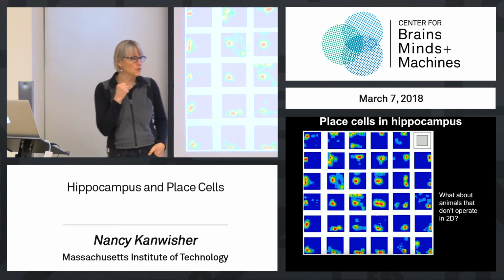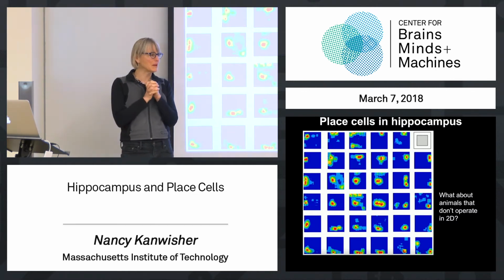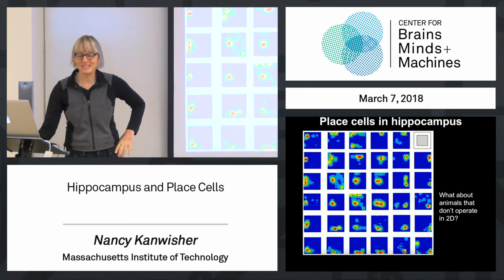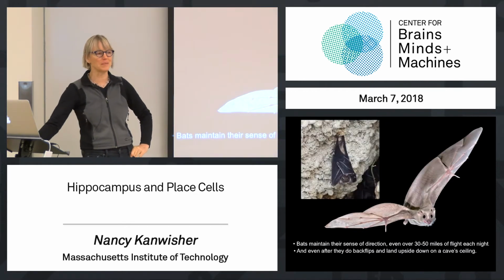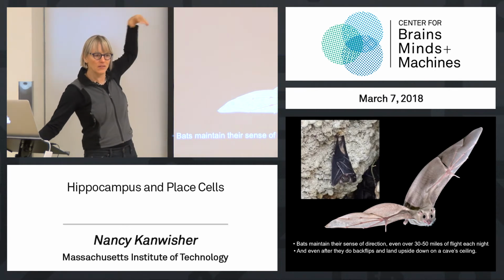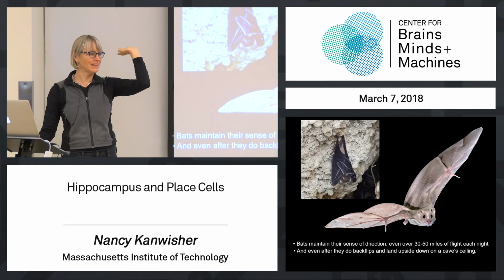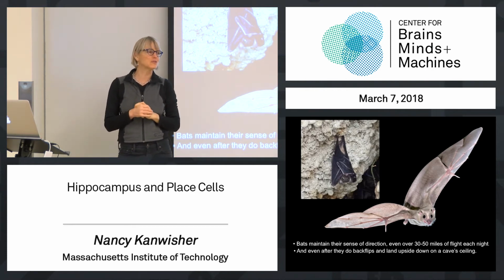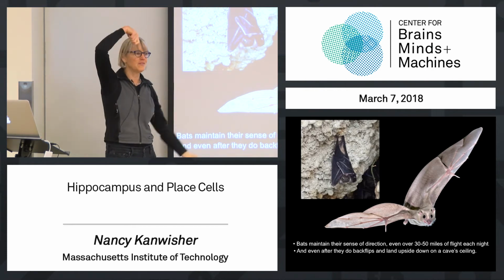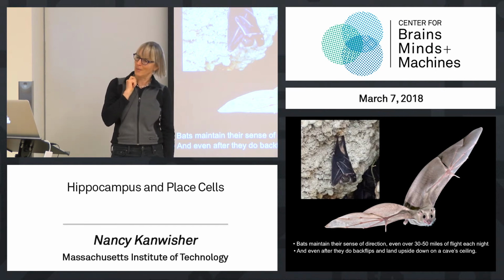Okay, well, that's cool, but we're talking 2D here. What about animals that navigate in 3D? I mentioned last time the amazing navigational abilities of bats that swoop into a cave, do a backflip, and land up on the ceiling like that. And I said last time they don't lose their sense of orientation even in the middle of that backflip. They're totally oriented. How would I know that?